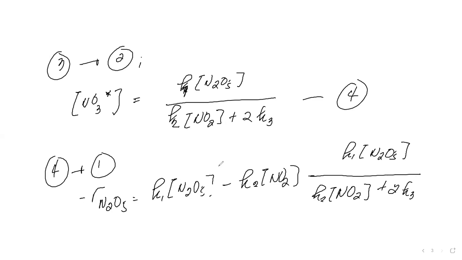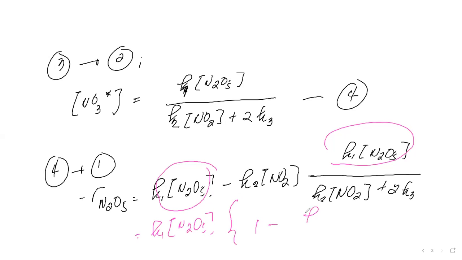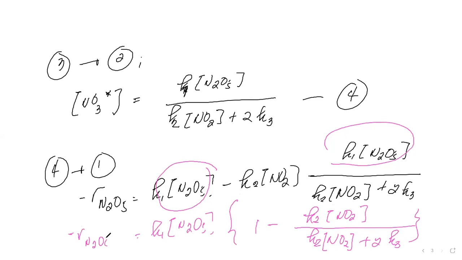Okay? Now, I see this being common. So you can factor it out. So you have K1 N2O5 times 1 minus K2 and O2 all over K2 and O2 plus 2K3. So we're here. And this is the rate in terms of dinitrogen pentoxide.